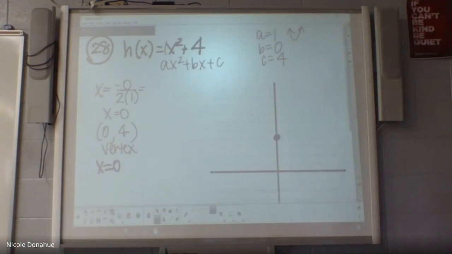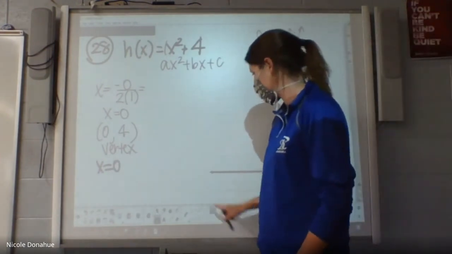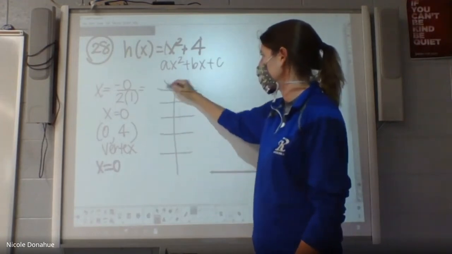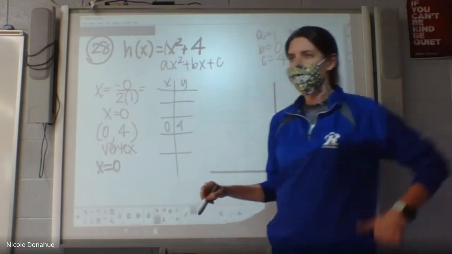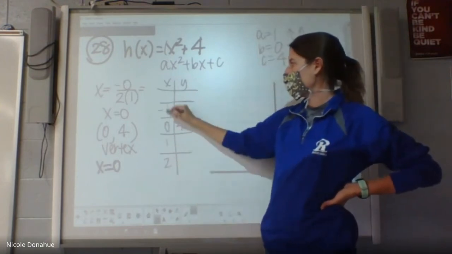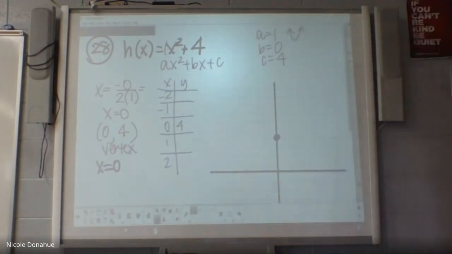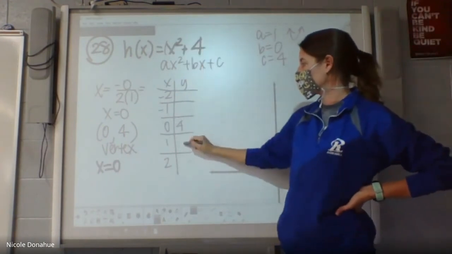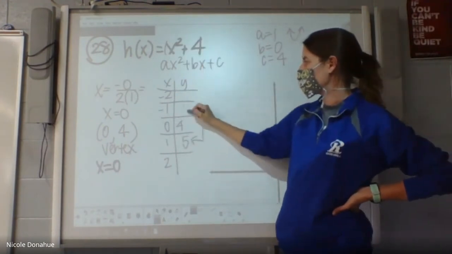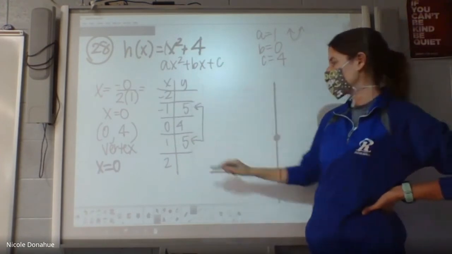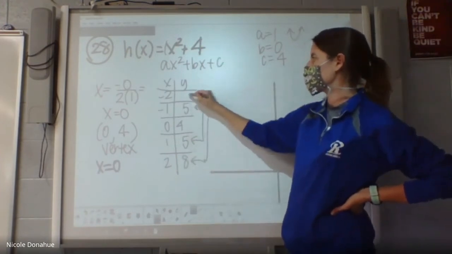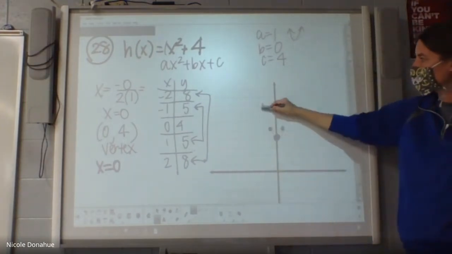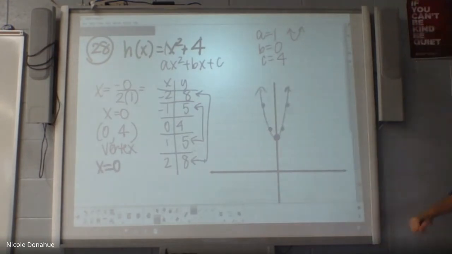Then they wanted you to graph it, so you're going to pick a couple of points. X, Y. Okay. So 1 and 2, negative 1, negative 2. And when I put these numbers in, 1 squared is 1, plus 4 is 5. This is also 5. 2 squared is 4, plus 4 is 8. This is also 8. So there is our graph.